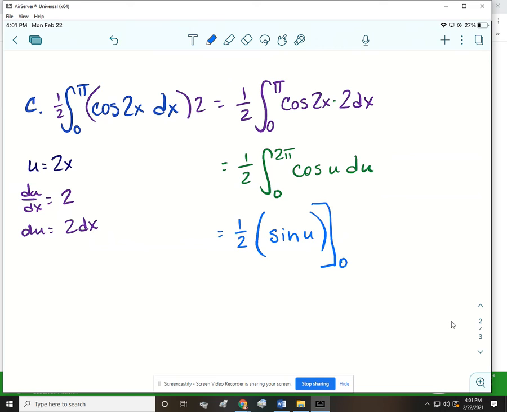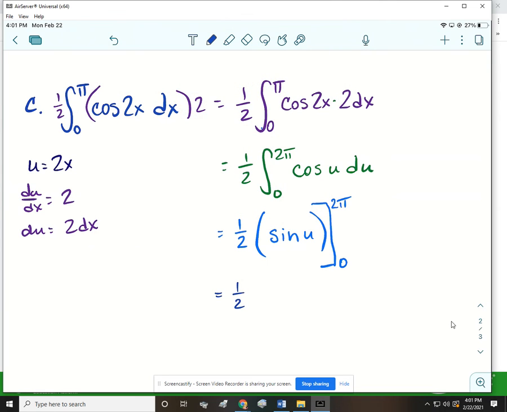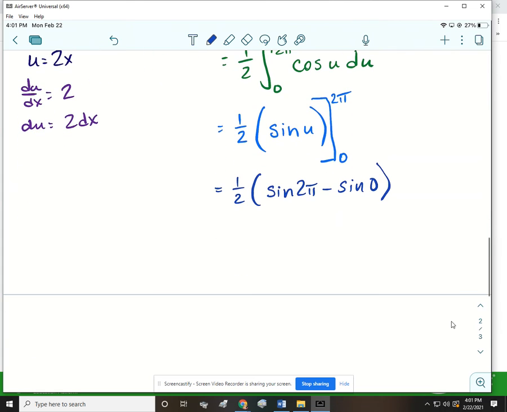And then we're going to use the fundamental theorem of calculus. So I'll let that 1/2 hang out. And then I will put 2 pi in. And then I will put 0 in. All right. The sine of 2 pi is 0. The sine of 0 is also 0. So this one ends up equaling 0 for our definite integral.